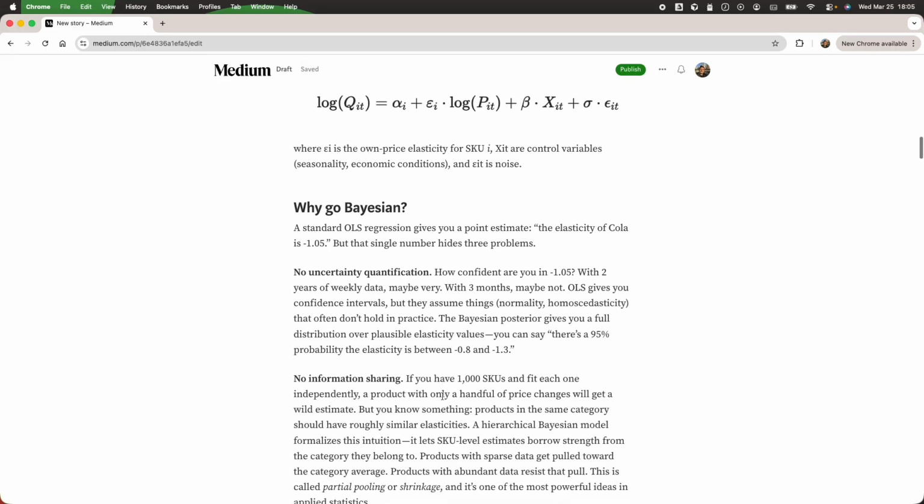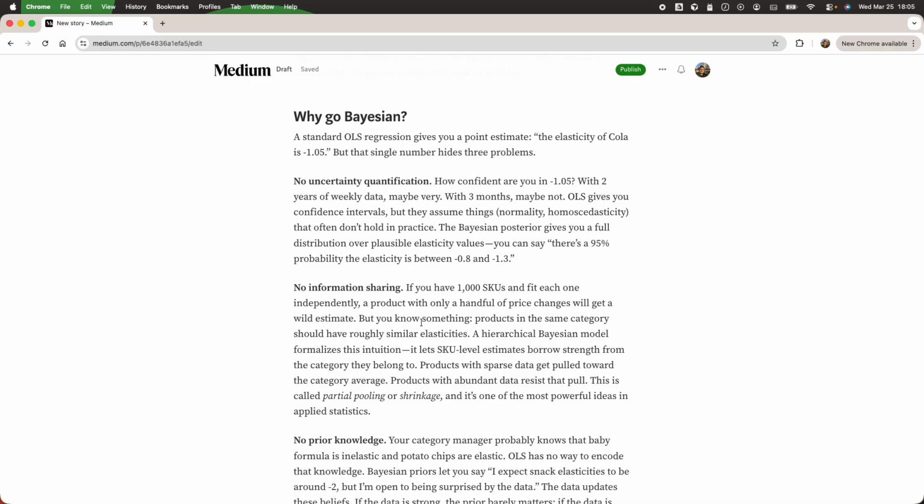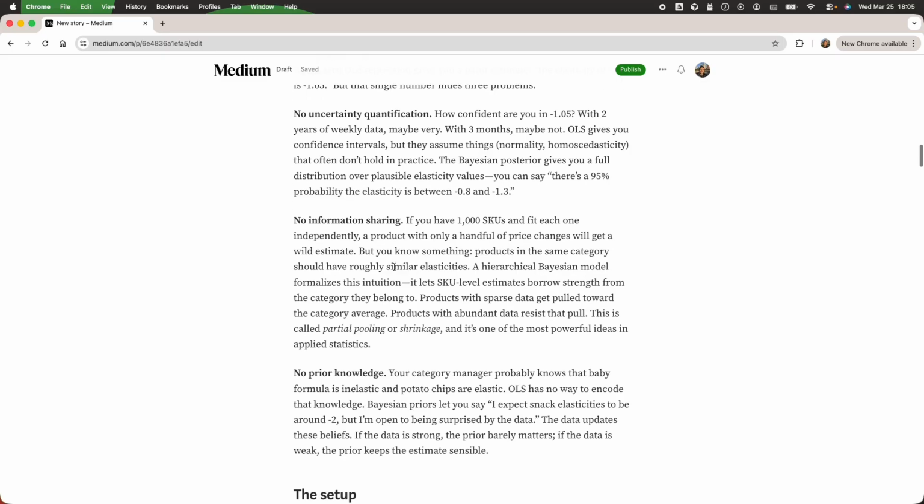And why use Bayesian models? Because you could just do simple linear regression, the classic ordinary least squares. Bayesian methods give you good uncertainty quantification. You can use hierarchical models to share information between SKUs. So if you have a category, you can use data from that category, and you can apply priors in Bayesian models. So yeah, that's it.